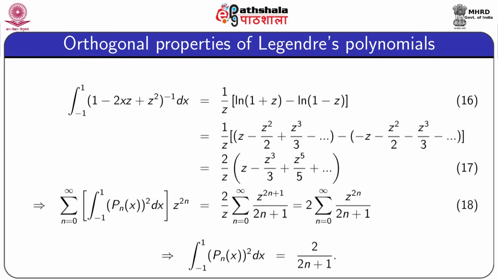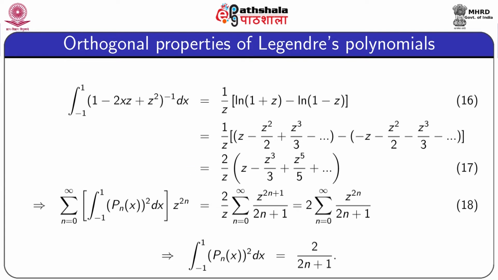We now use the series formula of log(1 + z) and log(1 - z). If you do that, you will be getting the expansion to be z - z²/2 + z³/3 - ... minus (-z - z²/2 - z³/3 - ...). And if you simplify that, you will be getting equation number 17.